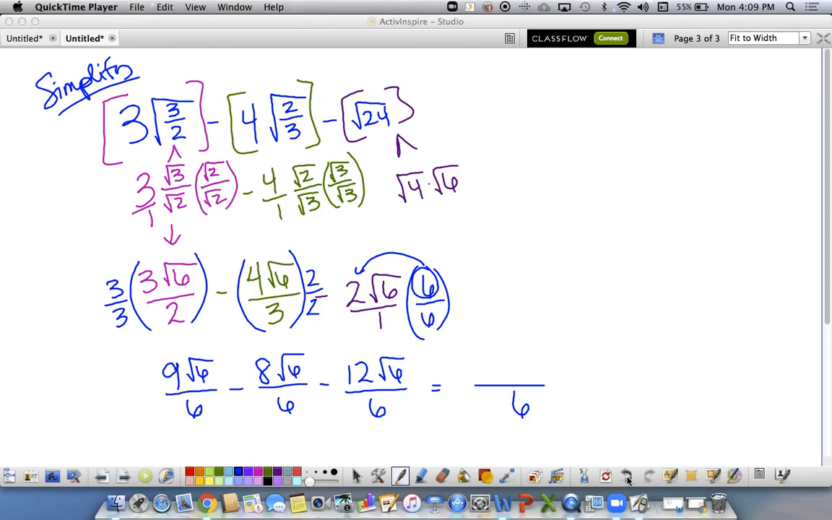Can I simplify? 9 root 6 minus 8 root 6 minus 12 root 6. Yes, I kind of forget about the root 6, the square roots. And so what's 9 minus 8? We have 1. 1 minus 12 should be negative 11, right? And then that root 6 is out there. You have simplified another radical. Okay?